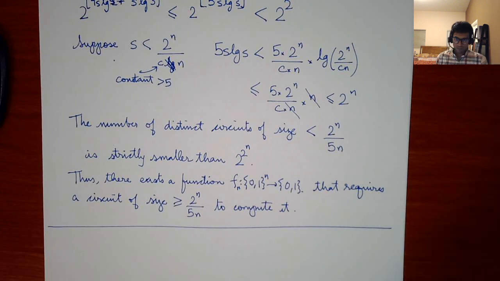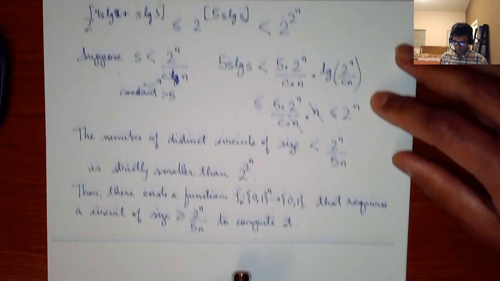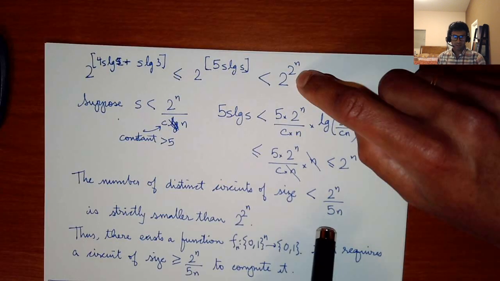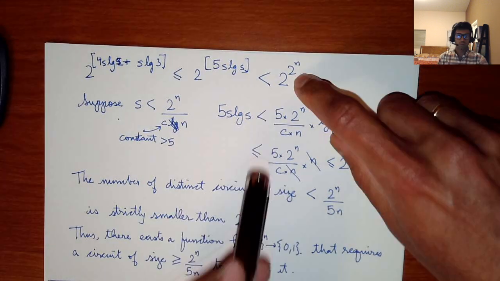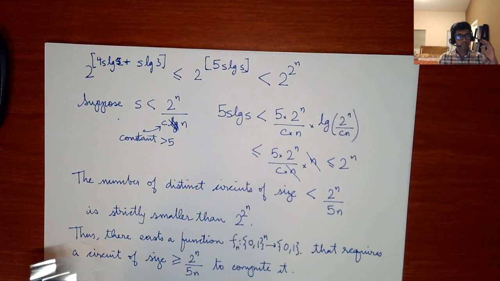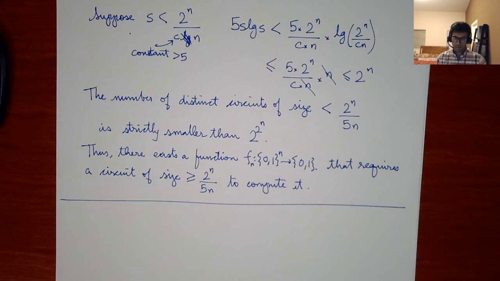Indeed, if you think about it, most functions... because if you just change the constant over there, you can show that this is going to be not just less than this, it's going to be less than 2 to the 2 to the n divided by 1,000. So it's going to be so much smaller. Most functions require a circuit of size 2 to the n divided by 5n to compute it. Right? So any questions? So this is in some sense saying that there are always functions that are going to be exponentially hard. By hard, I mean exponentially hard with respect to circuit size.